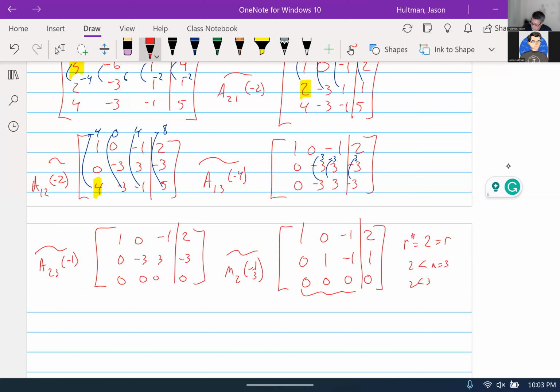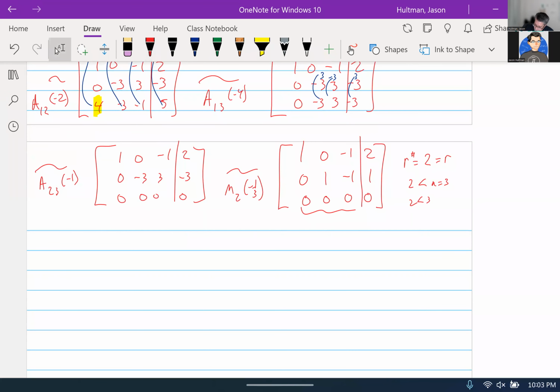Therefore, it doesn't have no solution. It has a solution. It just doesn't have one unique solution. It has an infinite number of solutions. So how do we deal with that? Well, let's go back to our original system, rewrite it as our new system, and then see what we can do to make sense of some of these variables.